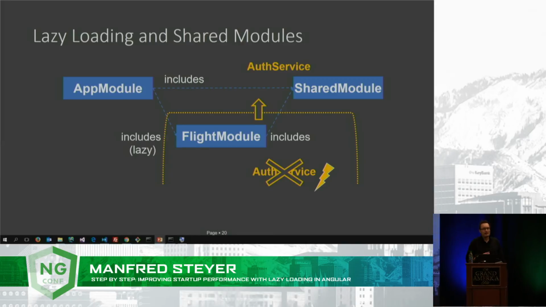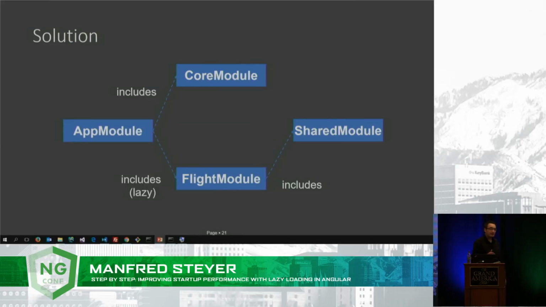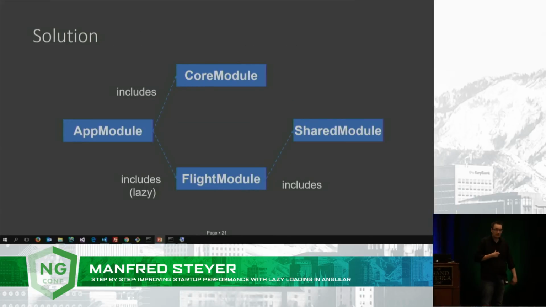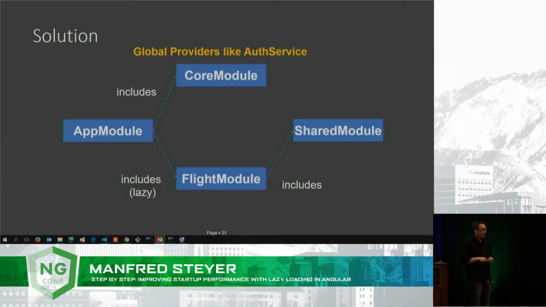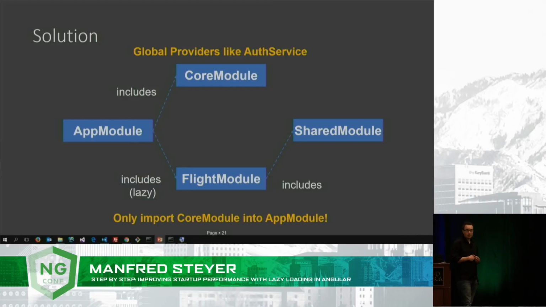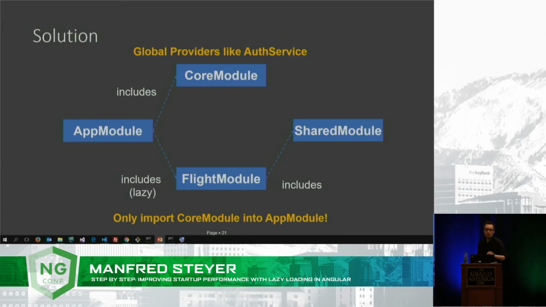There are two patterns you can go with. The first pattern is documented somewhere within the Angular docs. It says that you shall use a core module that gets all the global providers like the Auth service. And this core module is only allowed to be imported into the app module. By doing this, you are guaranteeing that this Auth service is just provided globally for the whole application. This is the first solution to this.